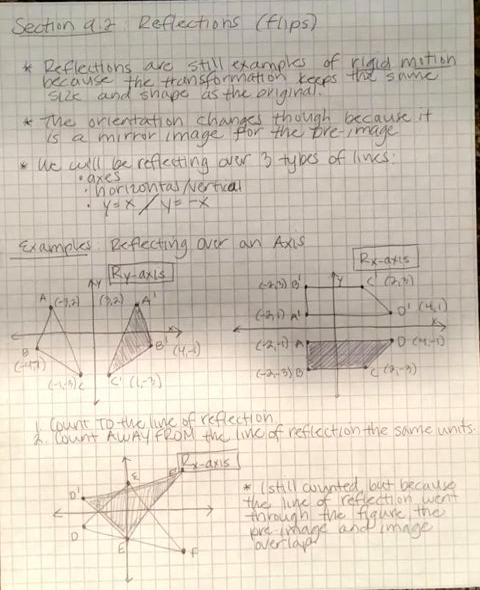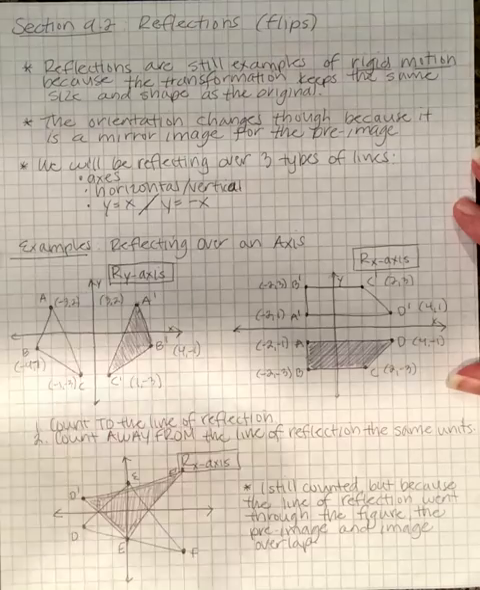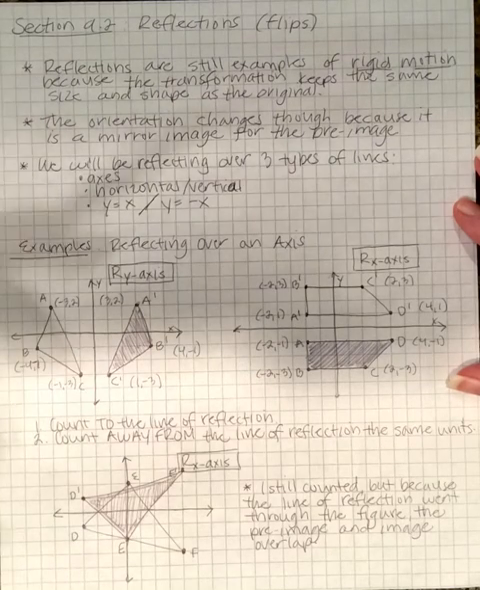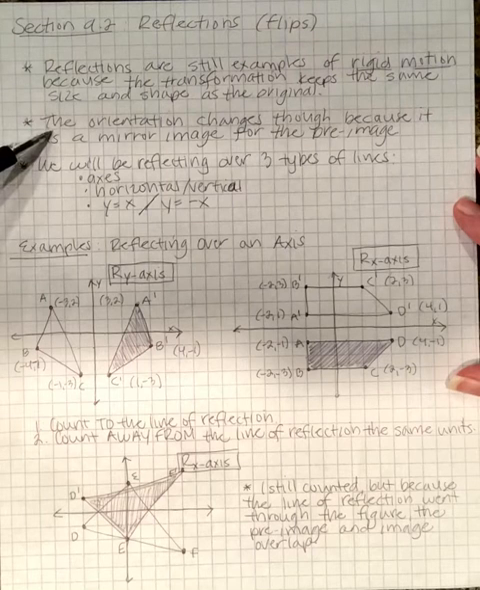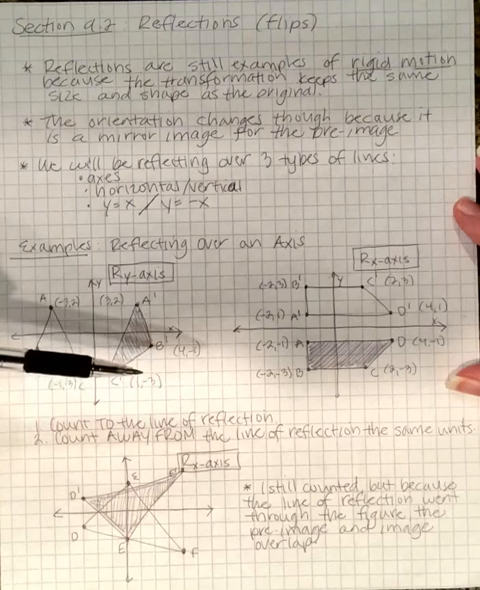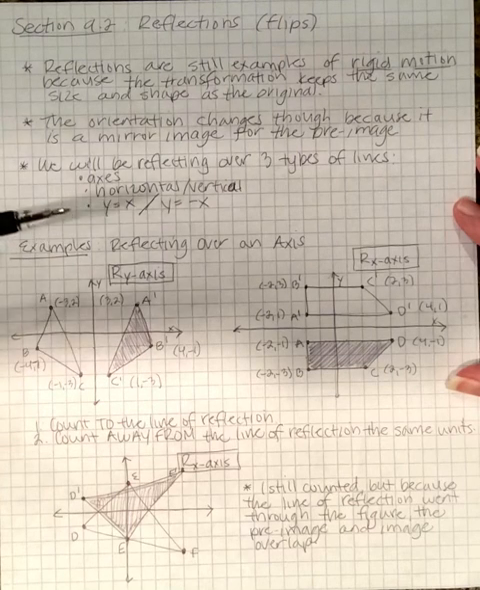Okay, so we're moving on to section 9.2, reflections, also known as flips. Reflections are still examples of rigid motion because once you do the transformation, the size and shape of the figure is going to be the same as the original. However, unlike translations, the orientation, the position on the page, will change because you are actually flipping it over a line. It's going to be the mirror image of the original figure.